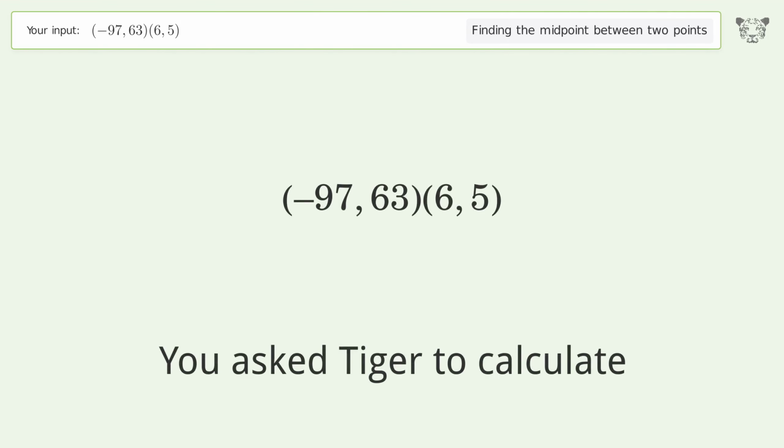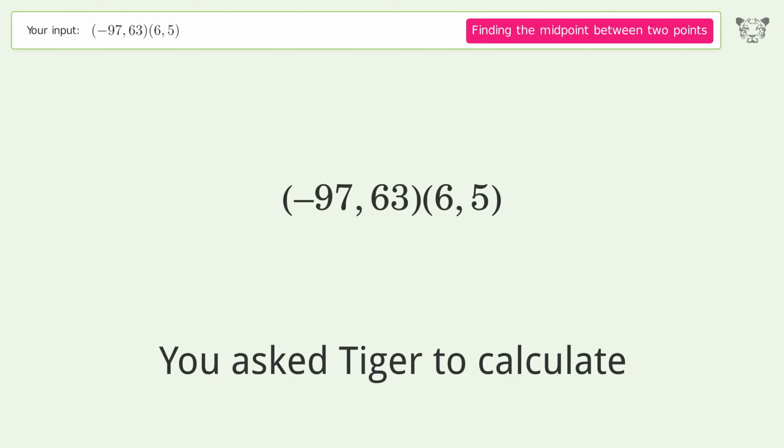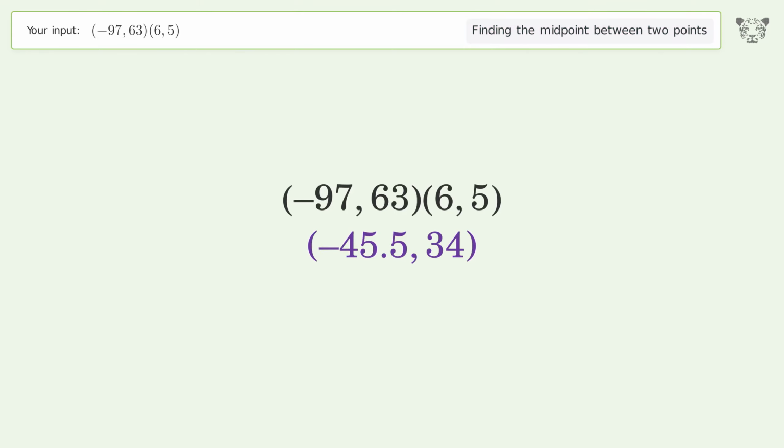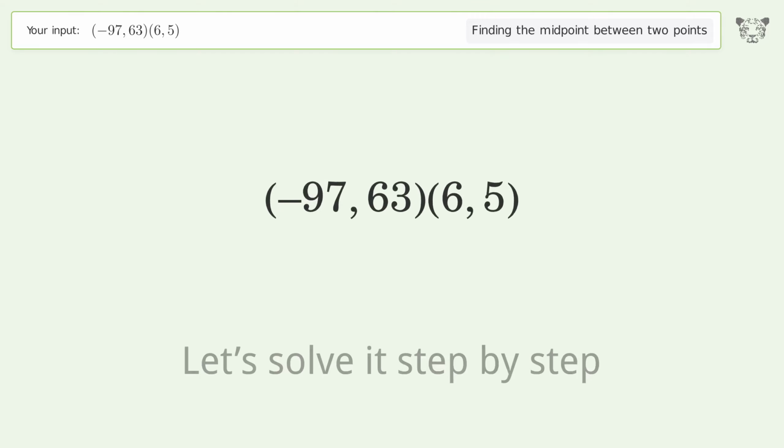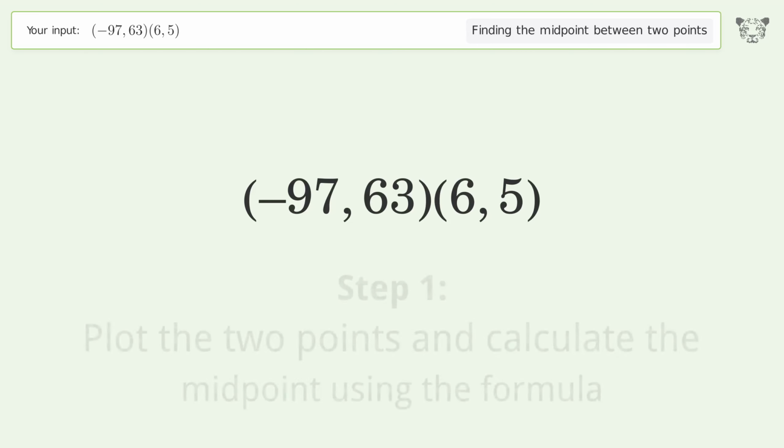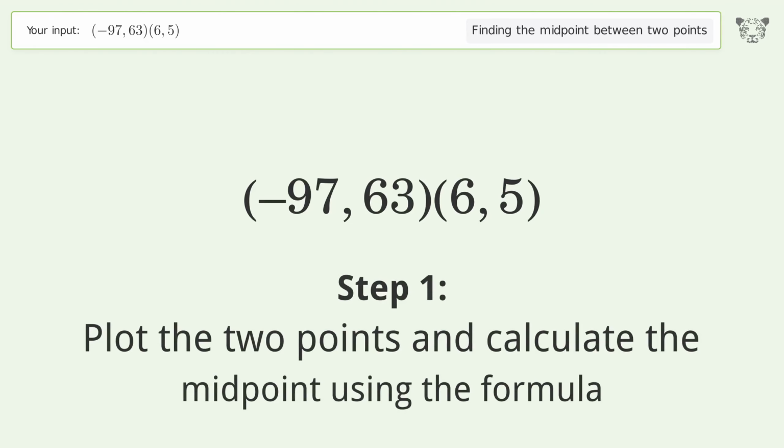You ask Tiger to calculate. This deals with finding the midpoint between 2 points. The midpoint between the 2 points is negative 45.5, 34. Let's solve it step by step. Plot the 2 points and calculate the midpoint using the formula.